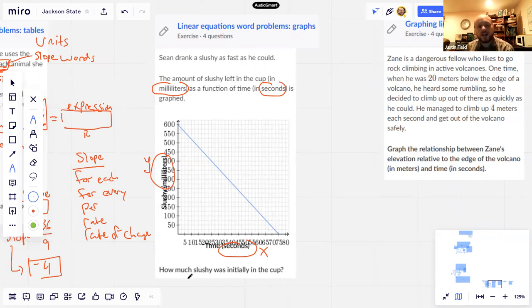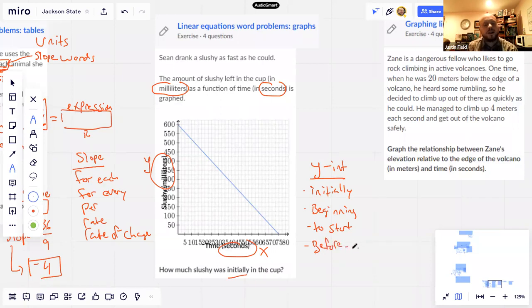And how much slushy was initially in the cup? You know what that word initially is? That is a y-intercept word. All right, initially. Please write that down. Make sure you have a list of all your keywords. Initially, beginning, to start, you know, before.